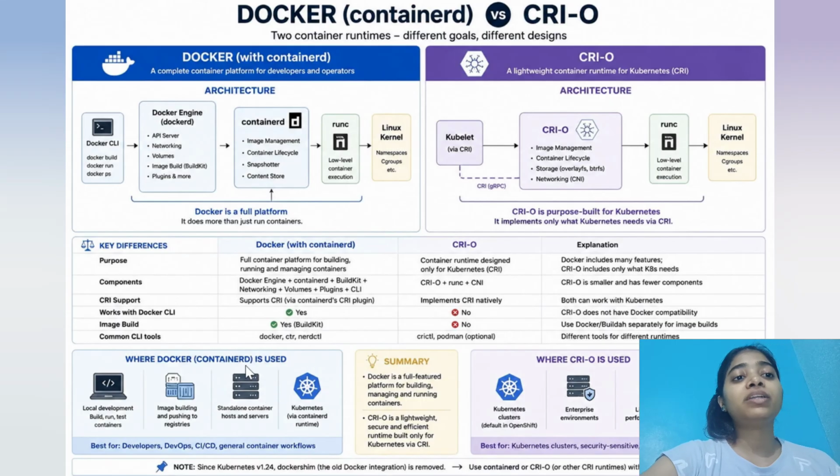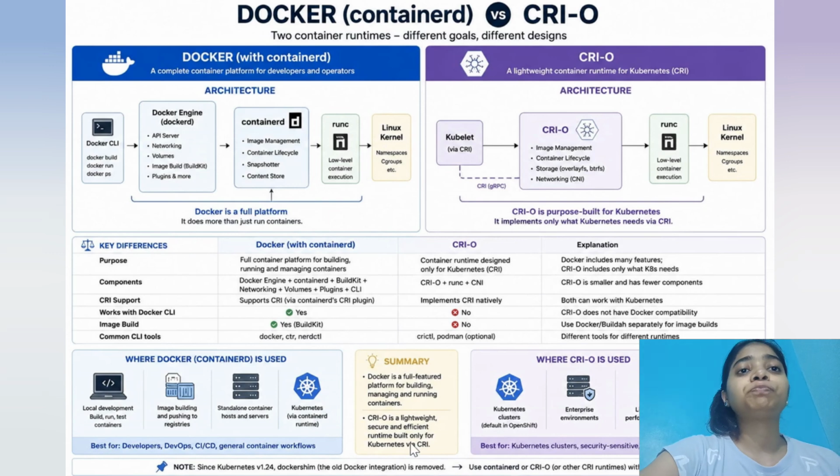So where Docker containerd is used: local development, build, run, test container, image building and pushing to registries, standalone container host as service, and Kubernetes via containerd runtime. So yes, somehow we can say that it was used earlier, but now CRI-O is a lightweight container runtime which is used for Kubernetes now. Not containerd. It's not used, but we can use it, but CRI-O is generally preferred.